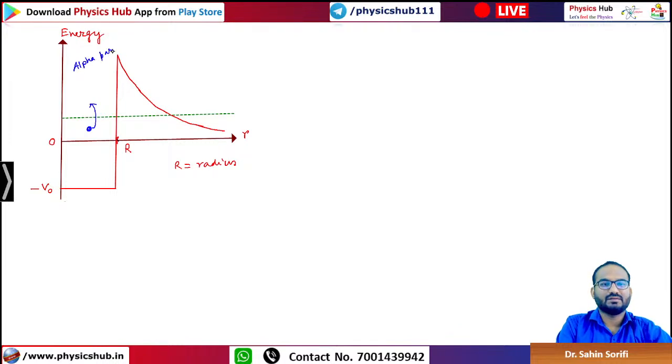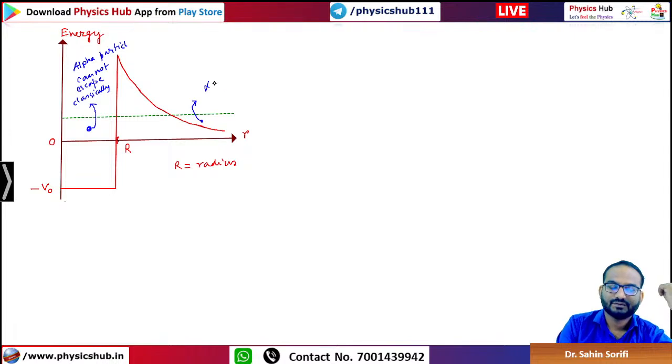Alpha particle cannot escape classically. And here you can say alpha particle cannot enter also classically. Alpha particle cannot enter classically.